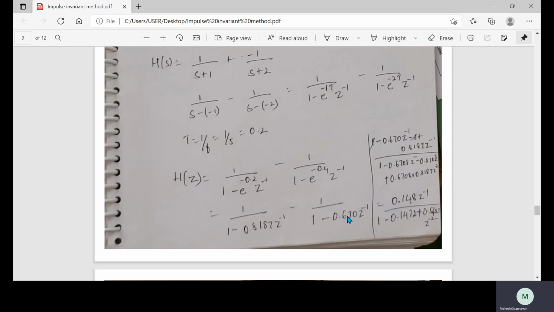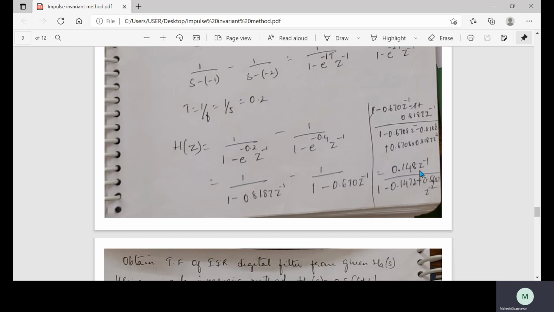So when you solve this equation, you'll be getting 0.148 Z inverse divided by 1 minus 0.1472 plus 0.5481 Z raised to minus 2, like this. This is Z inverse here.